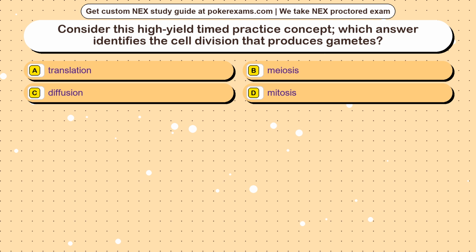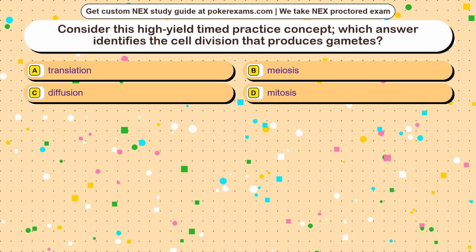Question 18. Consider this high-yield timed practice concept. Which answer identifies the cell division that produces gametes? Option A, translation. Option B, meiosis. Option C, diffusion. Option D, mitosis.